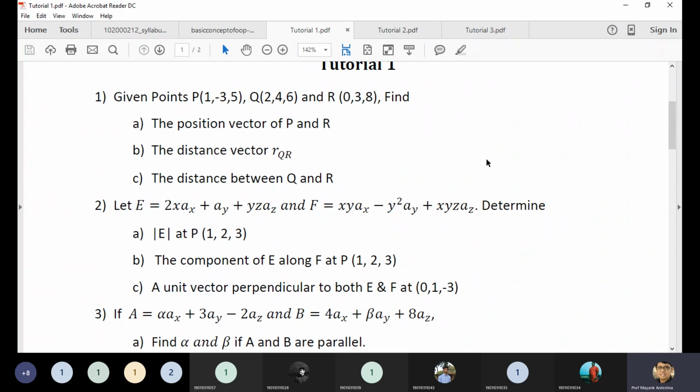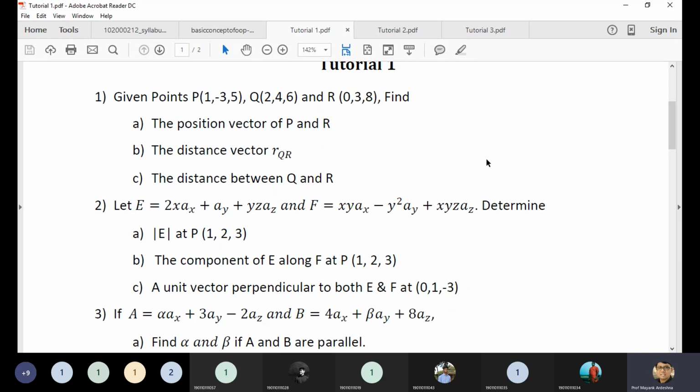In the first part, they are asking about the position vector of P and R. It's very easy. You can directly write it down, 2ax plus 4ay plus 6az, and similarly for the point R. They are asking about the distance vector QR. It means you have to subtract R minus Q and find the subtraction of these two. Sorry, find only the vector.